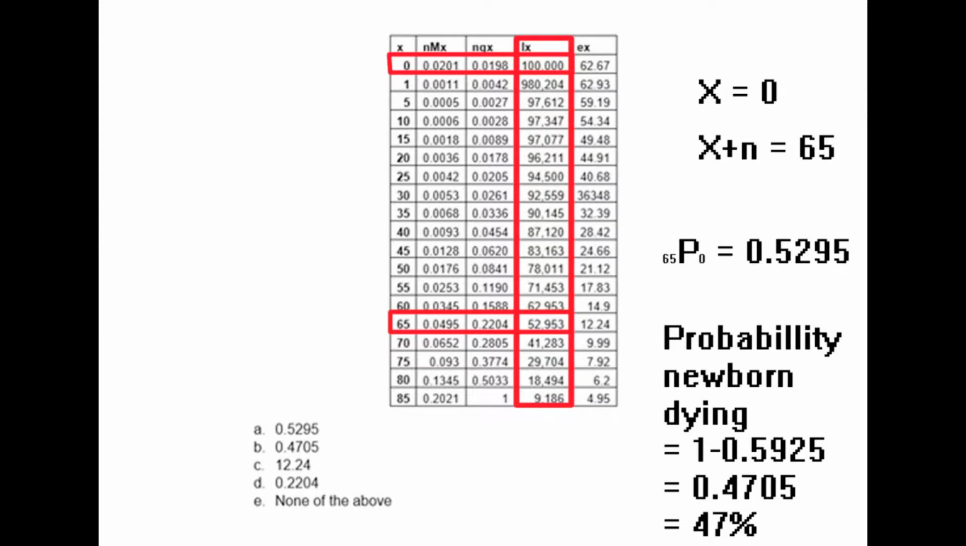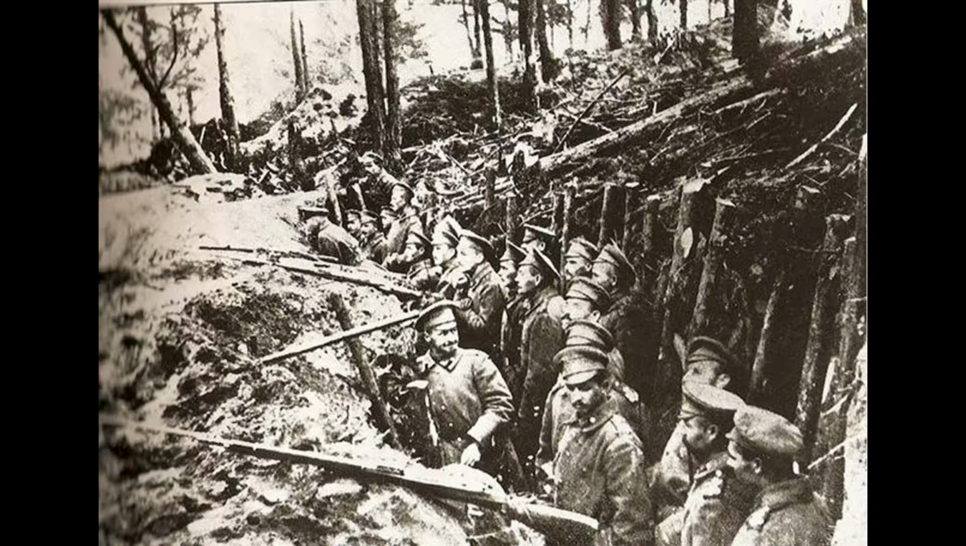The chance of a newborn dying before age 65 equals 0.4705 or 47.05%. Be mindful that this is in Russia, so you're lucky if you make it past this point. If you make it to age 65, you're lucky, as you're probably going to die before that point. So you've got a 47% chance of dying before 65.